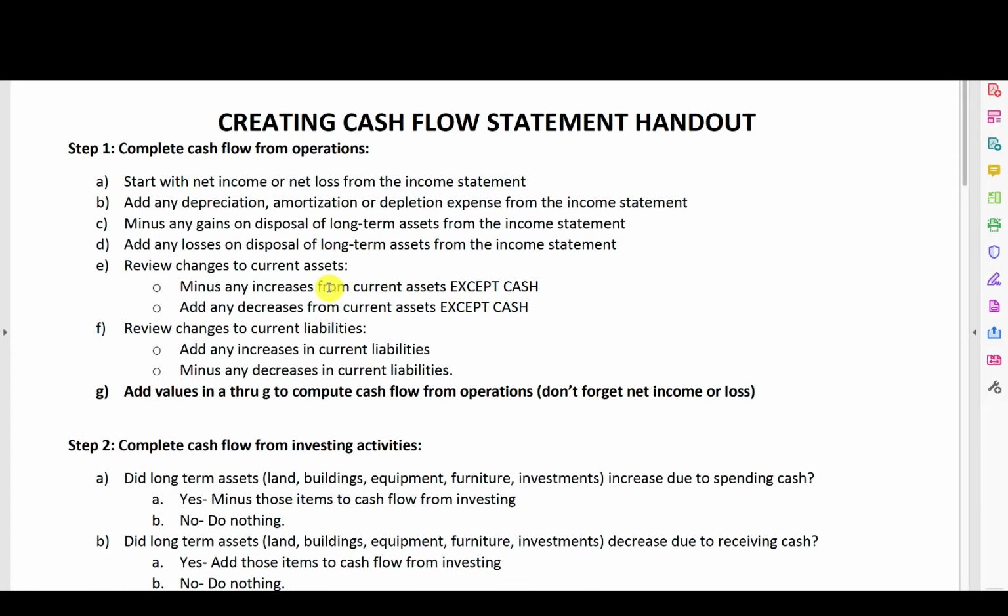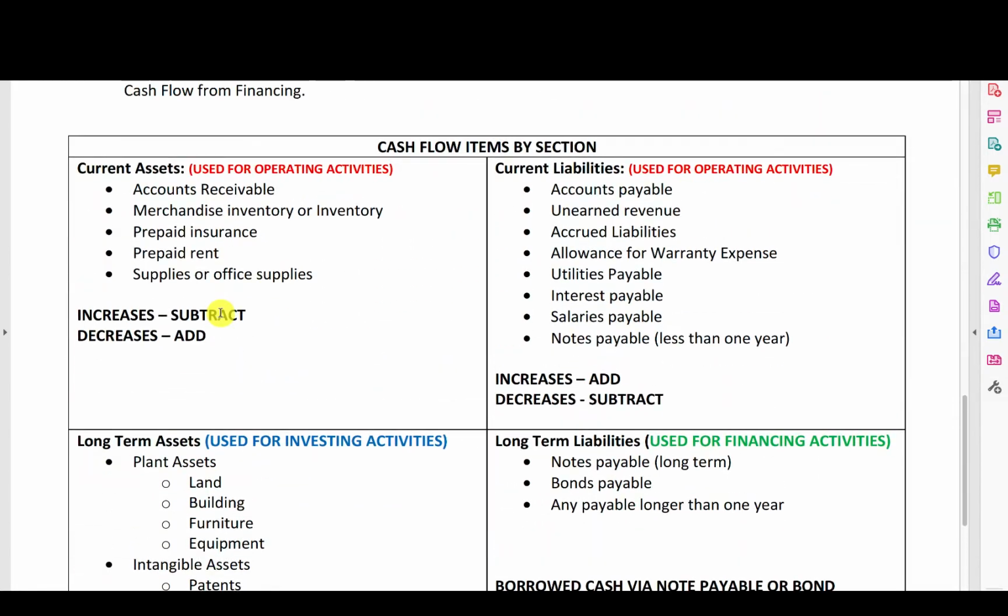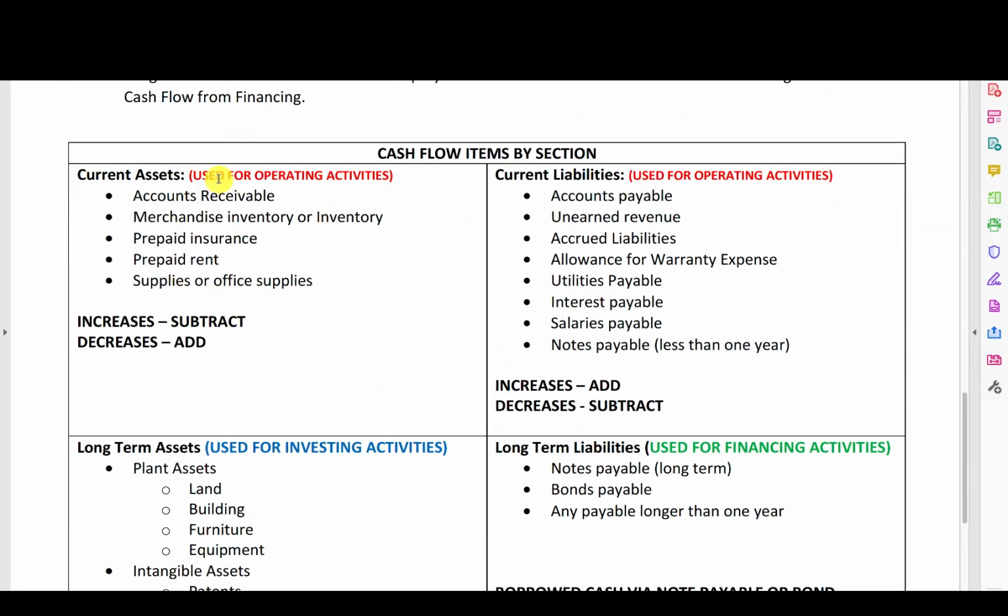And now comes the part of the cash flow statement that's more challenging. You look for changes in current assets and changes in current liabilities. So you look for changes in current assets, and if there's any increases, you subtract. If there's any decreases, you add. And you can look down here, and the bottom of the section is going to help you. So current assets, these are the current assets. If there's any increases, you subtract. If there's any decreases, you add.